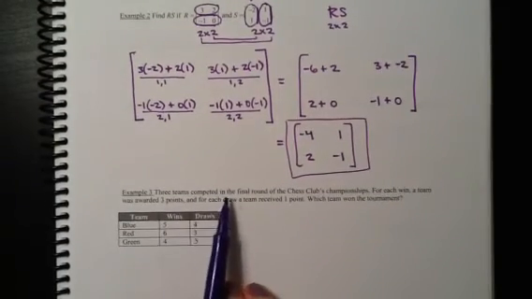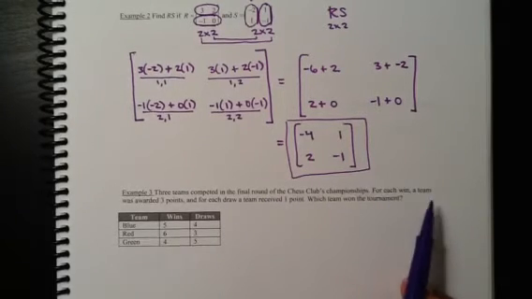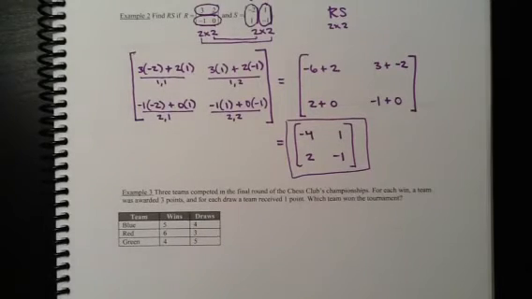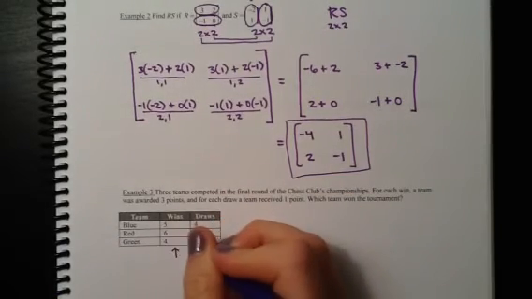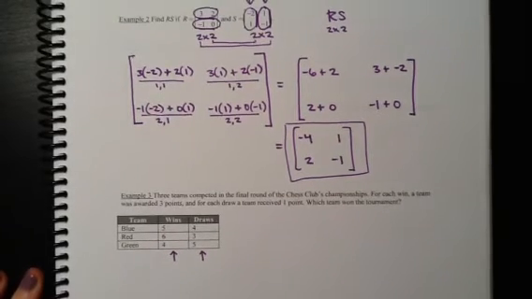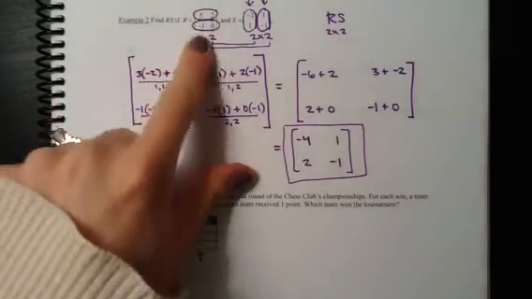We've got a bit of a story problem. It says 3 teams competed in the final round of the chess club championships. For each win, a team was awarded 3 points, and for each draw, a team received 1 point. Which team won the tournament? So if you look at this, this is a nice matrix right here. It's got wins in the first column, draws in the second column.